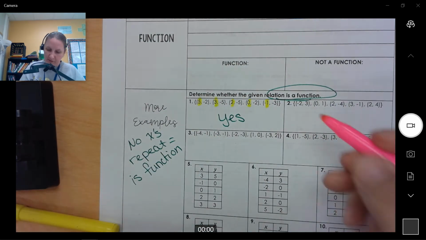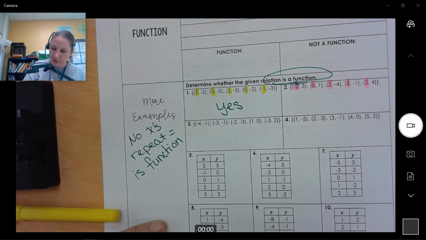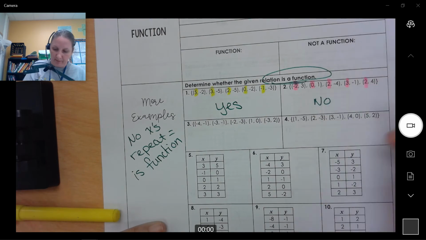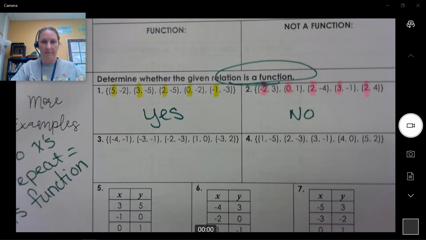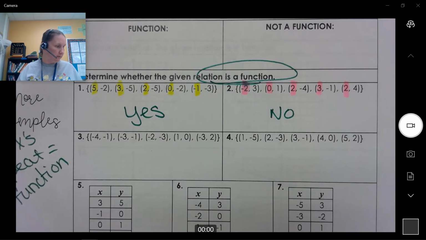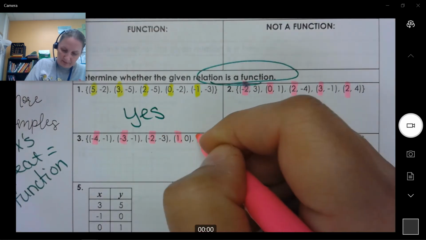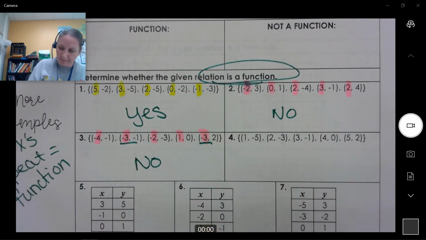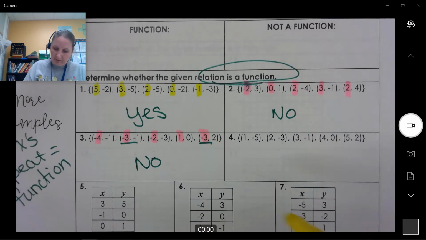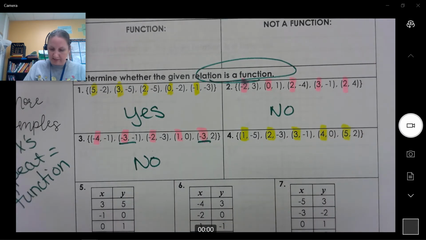So let's look at the next one. Negative 2, 0, 2, 3, 2. I see 2 twice, so that's a no. Okay, I'm going to ask you to do number 3 and number 4. On number 3, looking at it, we have 2 negative 3s, which makes that a no. On number 4, we have no repeated numbers, which makes that a yes.